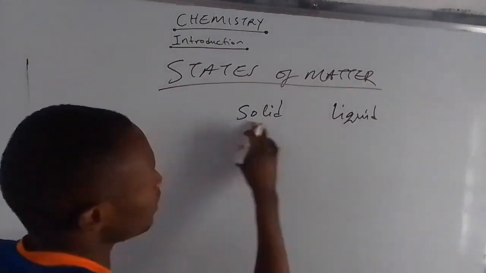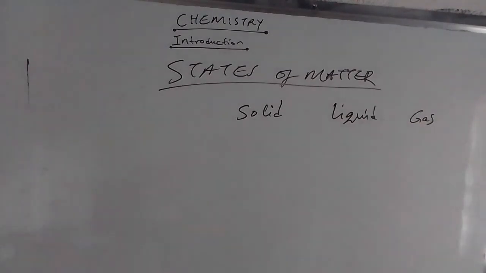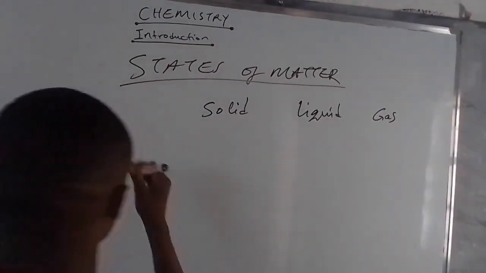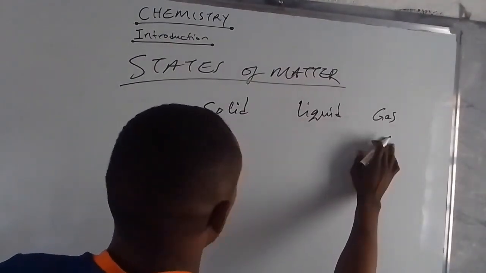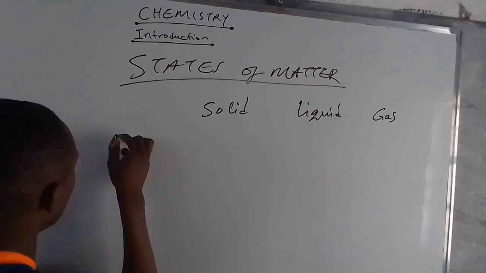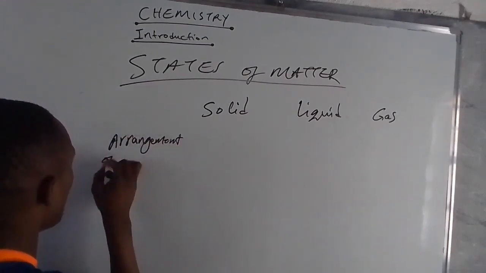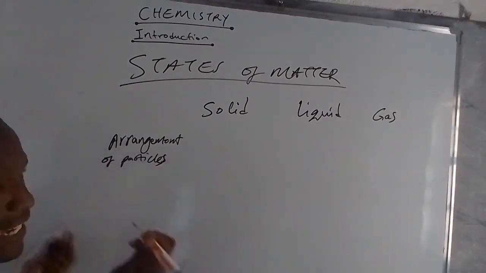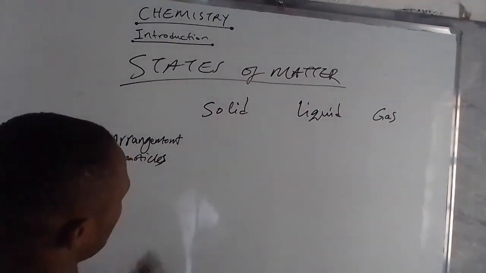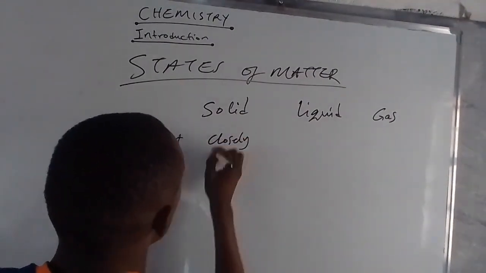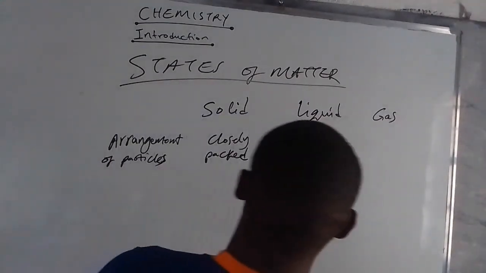So we have the solid, liquid, and the gas this side. Number one, we need to know about the arrangement of particles in these states of matter. How are the particles arranged in solids? In solids, particles are closely packed. In liquids, they are a bit far away from each other.